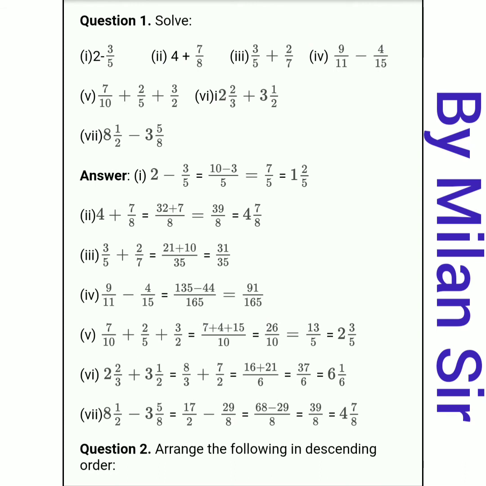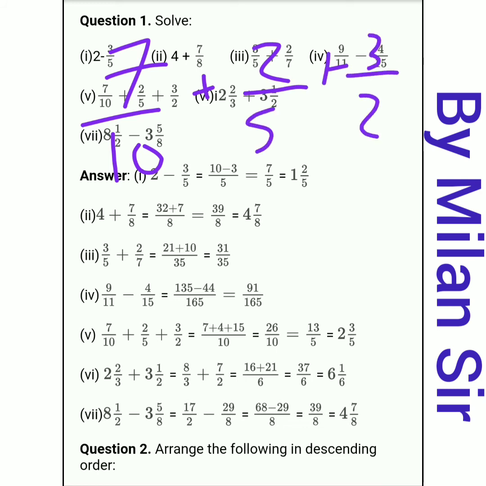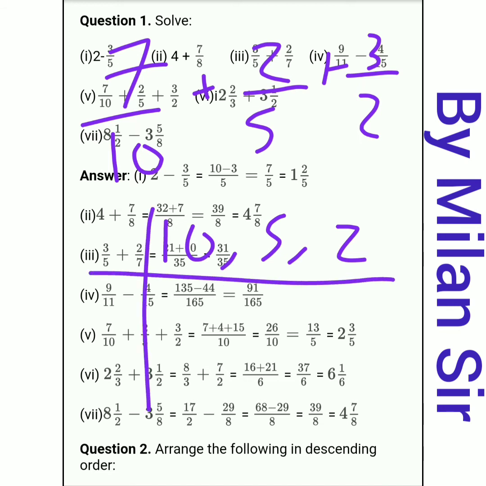Okay, next. Question number 5. 7 upon 10, 2 upon 5, 3 upon 2. First of all, we need to take the LCM. Here we have 3 denominators, 10, 5 and 2. Write them together. Then first of all we take 2. So 2 fives are 10. Now 5 does not come in the table of 2, so 5 as it is. Then at last 2 ones are 2. Okay. Then we have 5 5 1.